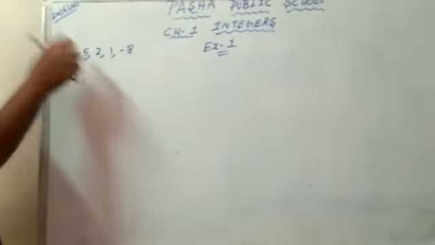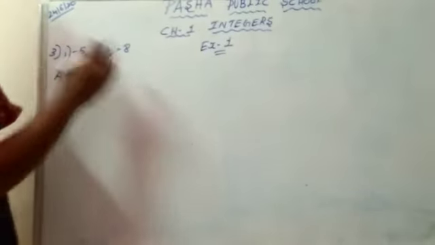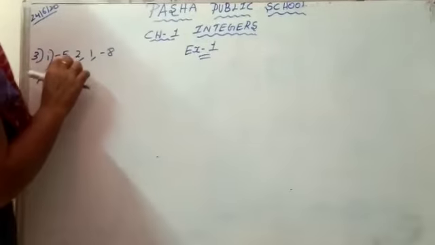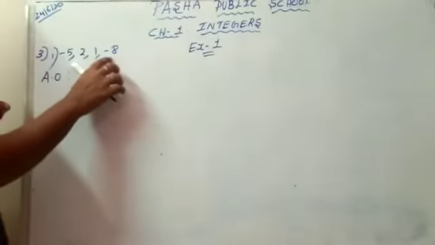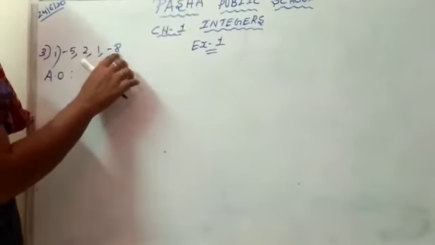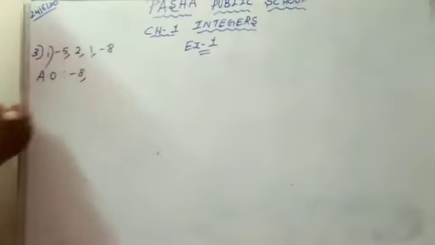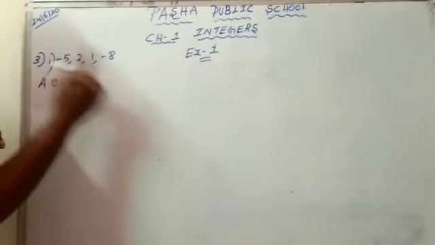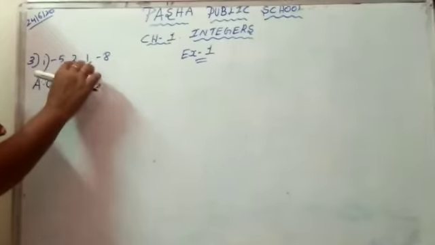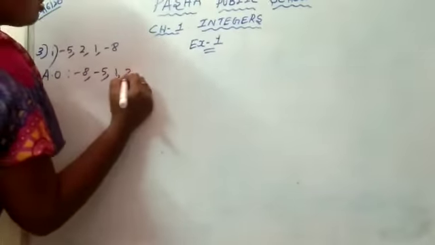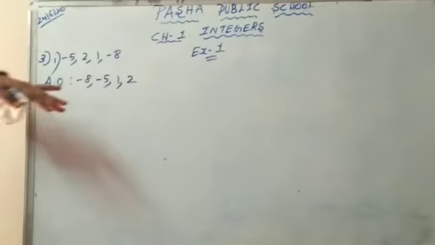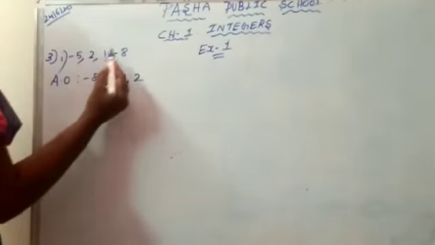When we are finding the smallest number, we need to look at the negative numbers. Here we can see two negative numbers, -8 and -5. Which is your smallest number? The smallest negative number is -8. So it will be your first number. Next is -5. Next here we have 2 positive numbers. Of these, what is the smallest, 2 or 1? 1. And next is 2. This is your ascending order of -5, 2, 1, -8.